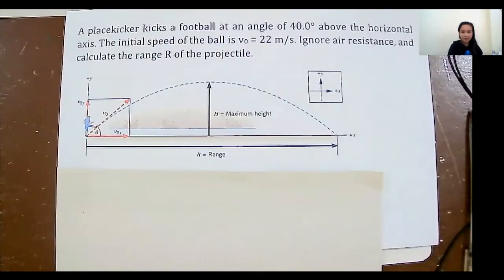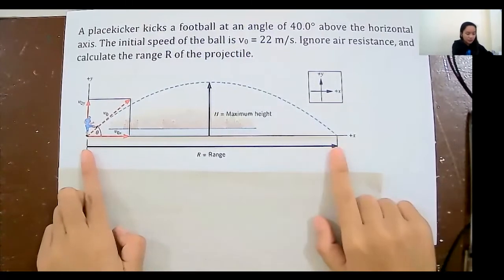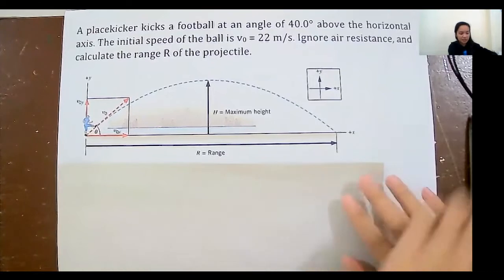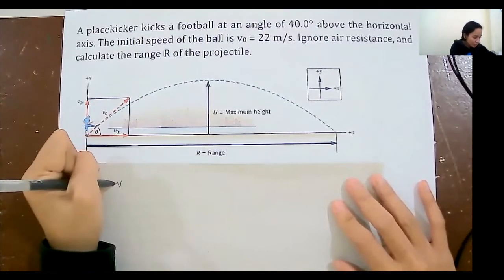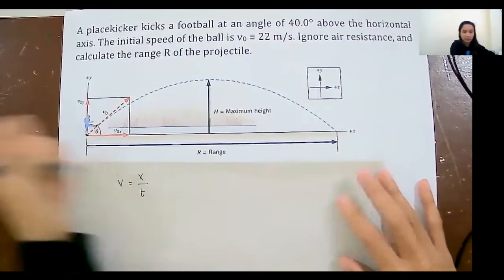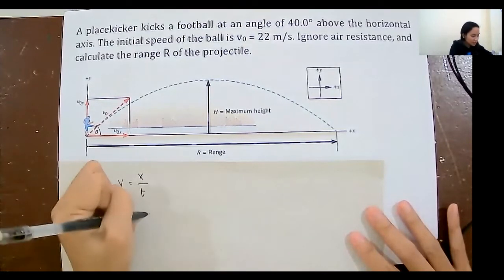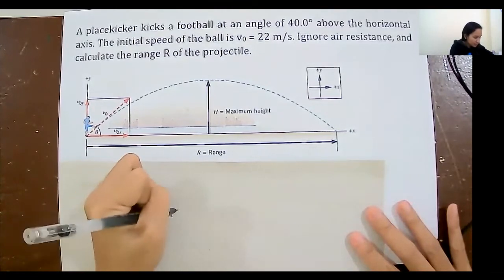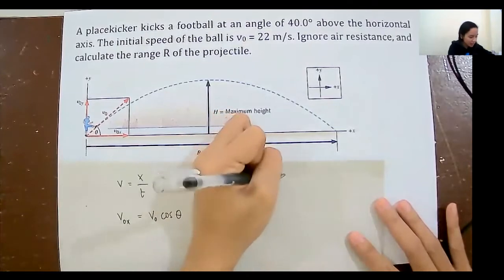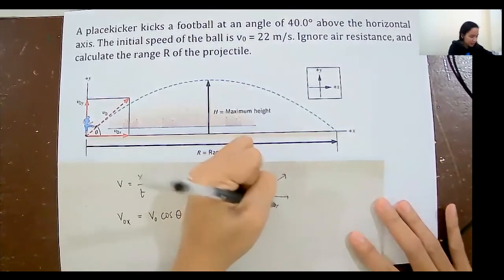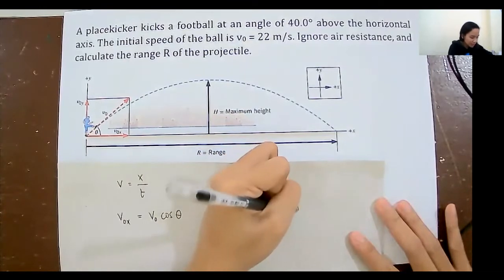Okay, for the last example for projectile motion, we have the same word problem but with a different missing variable. In this case, we are going to look for the range of the projectile. To get the range, it is not necessary to use the equations of kinematics, since we have the formula for velocity, x over time. So we have to solve for v naught x, which is equivalent to v naught cosine theta. Again we have a right triangle: this is v naught, this is theta, and this is v naught x.